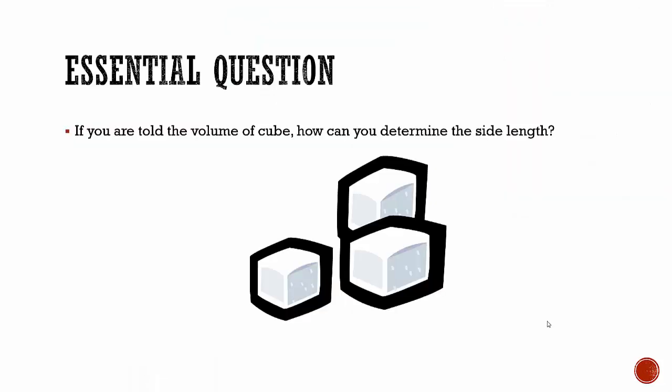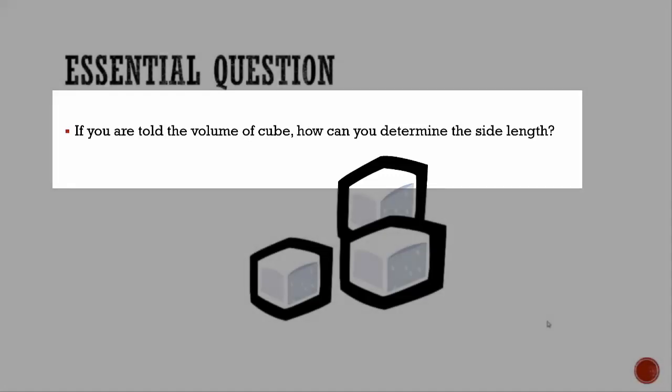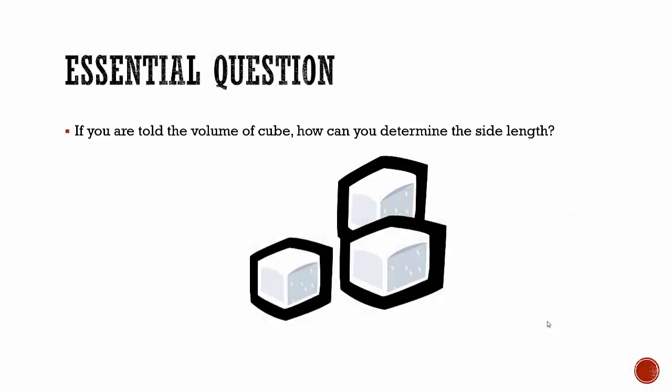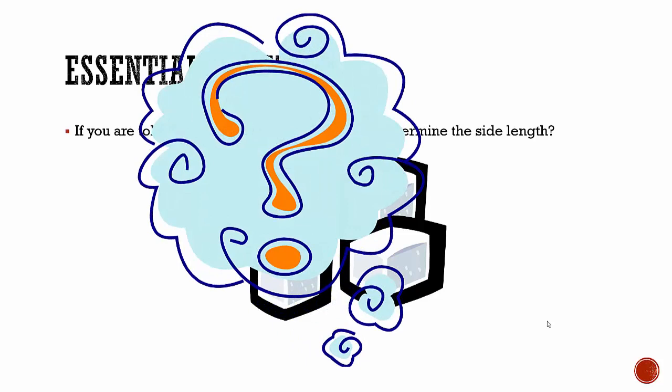So the essential question for this one, which you probably could have guessed, is if you were told the volume of a cube, how can you determine the side length? So if I told you that a cube could hold a certain amount of liquid or could hold a certain amount of gas, could you determine, or how can you determine, the length of the side of the cube?